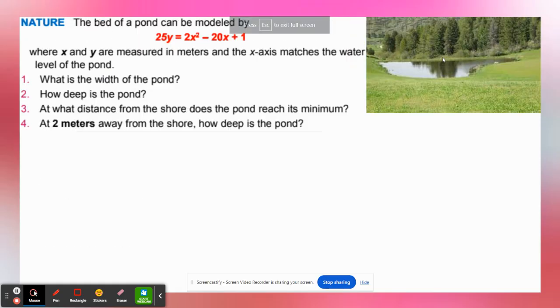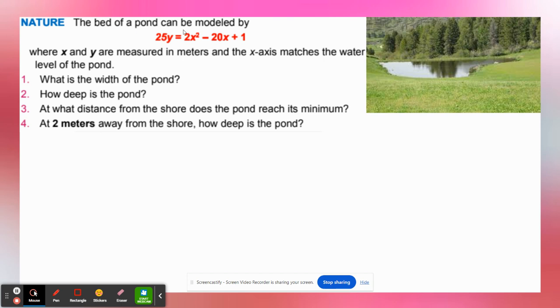Okay, next question. This one's a little bit more challenging because we're going to be talking a little bit about negatives, because this is talking about a bed of a pond. So remember, that's going to be underneath the ground. So we're going to be having negatives in this scenario.